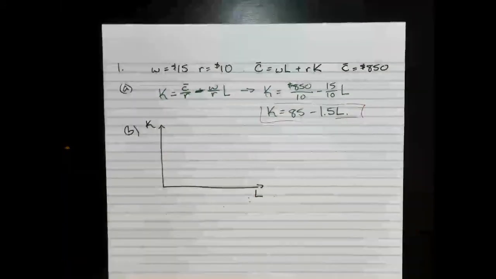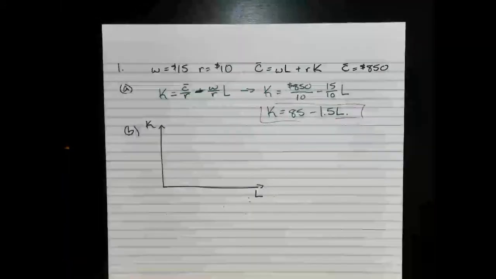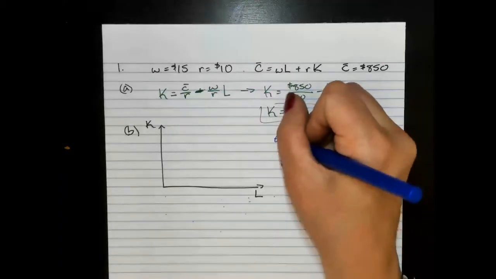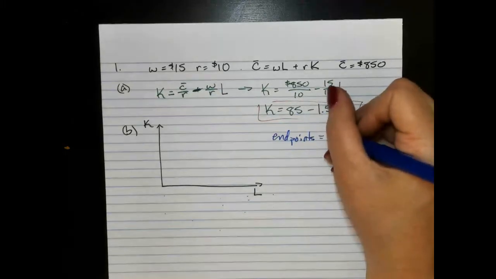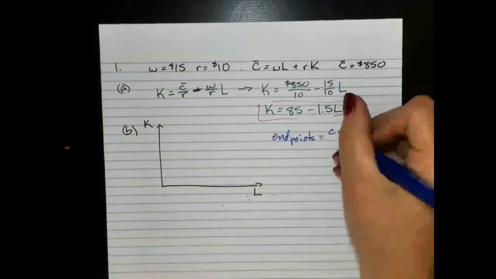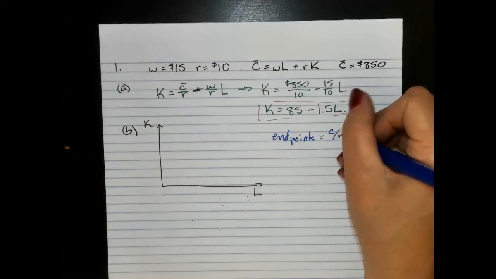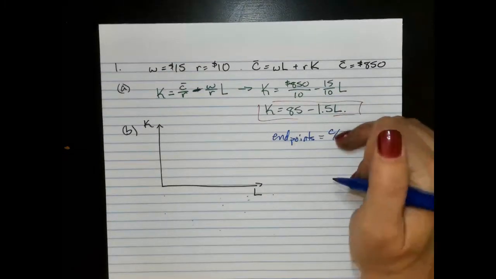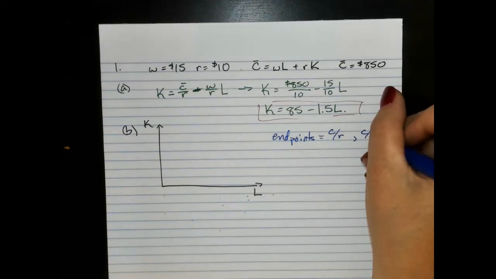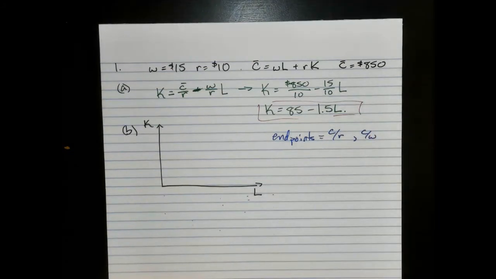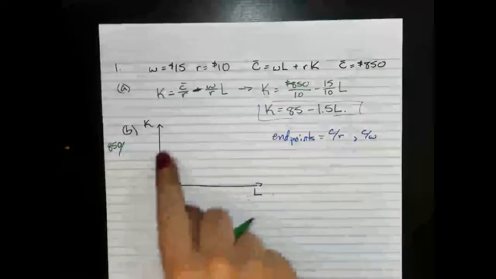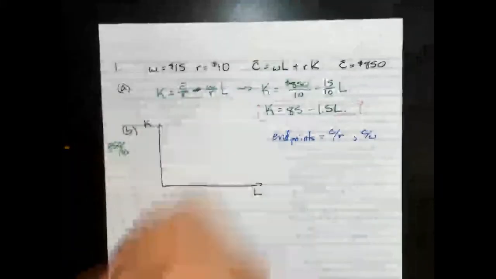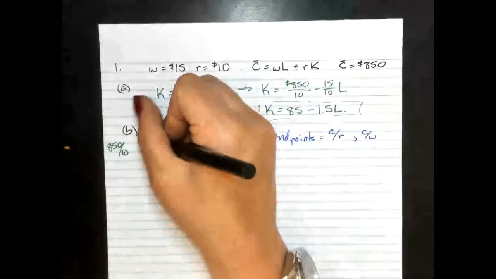And we also want to remember that when we're solving for these endpoints, they're going to be equal to the total cost, $850, divided by the cost of renting capital for capital, and the wage for labor. So that means that I can go ahead and take $850 and divide it by the rental rate of capital, 10, to get my endpoint here of 85.